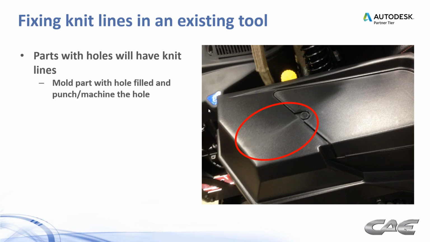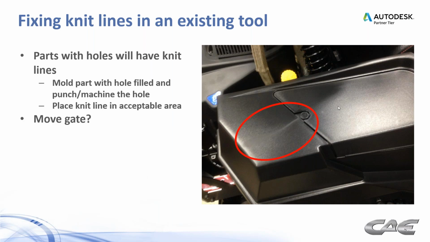And in some cases, you can get away with molding the part with the hole filled and then maybe punch or machine the hole later. But this was such a big hole that wasn't really an option. So we had to see what we could do to place the knit line in an acceptable area.